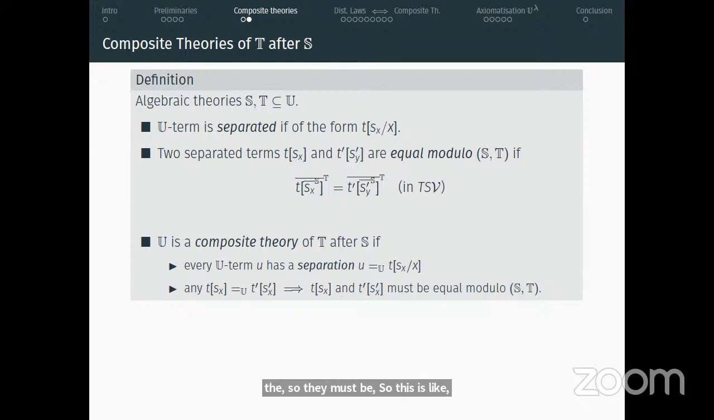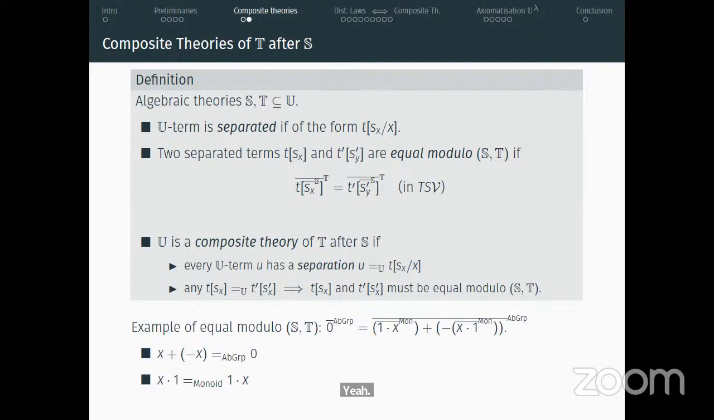So this is like multiplication being the inside thing and addition being the outside. Exactly. And indeed, in a ring, we have this equality that 0 is the same thing as 1 times x minus x times 1. But more than just this equality in a ring, we have that this equality, in fact, falls on the two levels: x minus x equals 0 and x times 1 equals 1 times x.